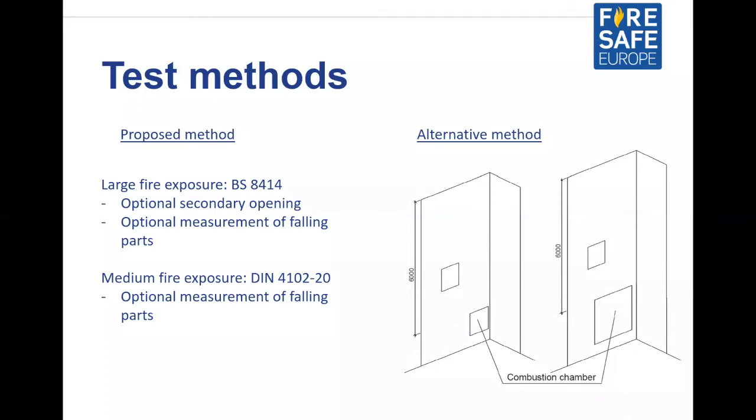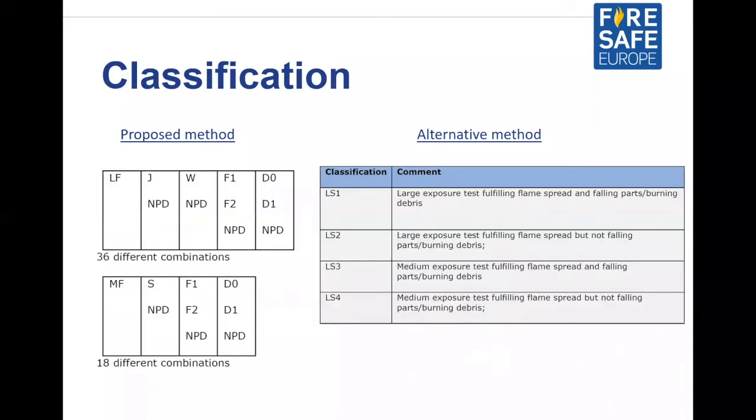Then we're coming to the classification system. That was quite difficult when we're going to use the German and the British standards, because you get two different classification systems. You get one for the British method, and you get one for the German method. And here we have a number of parameters that have to be incorporated.